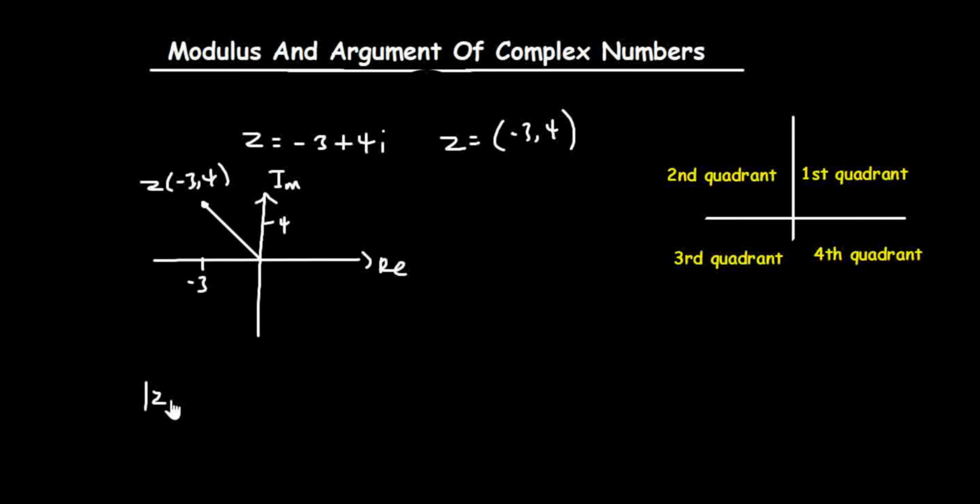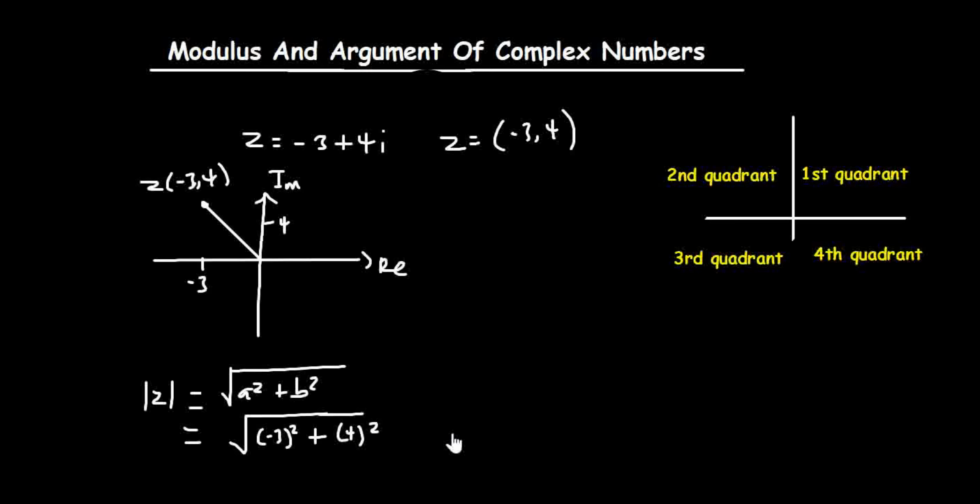So for the modulus, you can use the formula: modulus of z equals the square root of a squared plus b squared. Okay, so that will be equal to the square root of, in this case, a is minus 3, so minus 3 squared, plus b squared, which is 4 squared. Okay, so let's see what you get for this. So this will give us the value of 5.